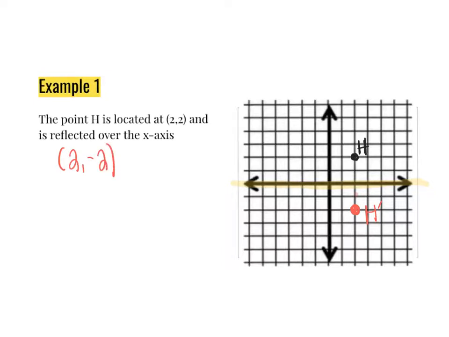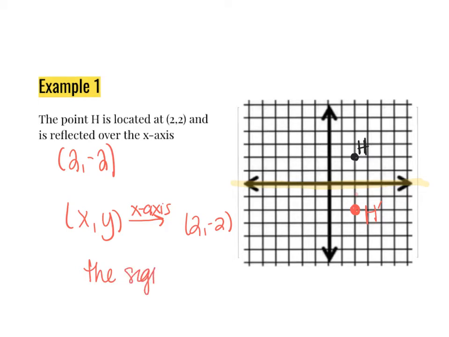So what happened to this point? Well, our original point was at (2, 2), and when it reflected over the x-axis, it went to (2, -2). So what happened here is that the sign on the y is changed.